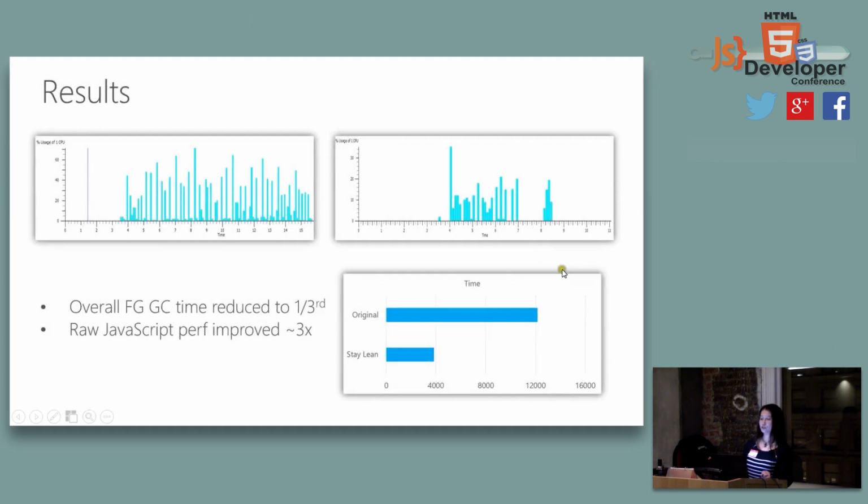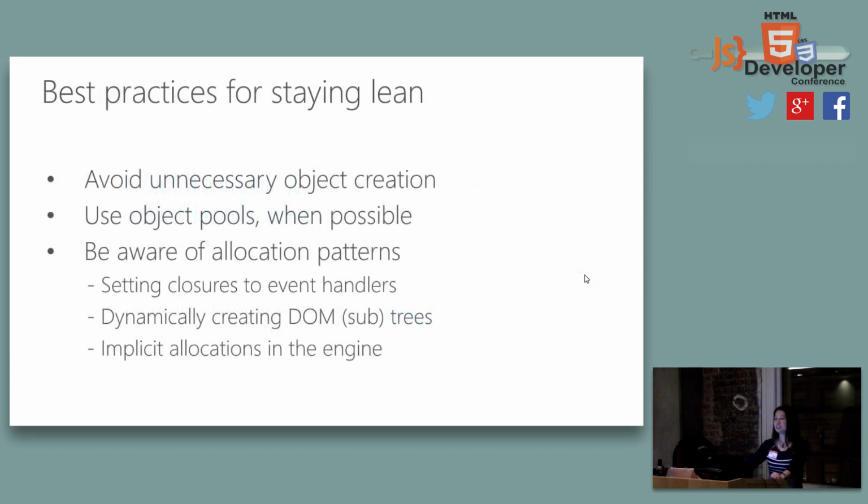So we did some detailed measurement by removing all the new objects, by eliminating unnecessary object creation. I could reduce the garbage collection time to 1/3. Hence, in other words, you improve the JavaScript performance by 3 times, right? So that's a pretty easy fix for you to do anytime you look into your new object creation. So best practice for staying lean is avoid unnecessary object creation. That's always the number one thing. Use object pool whenever it's possible.